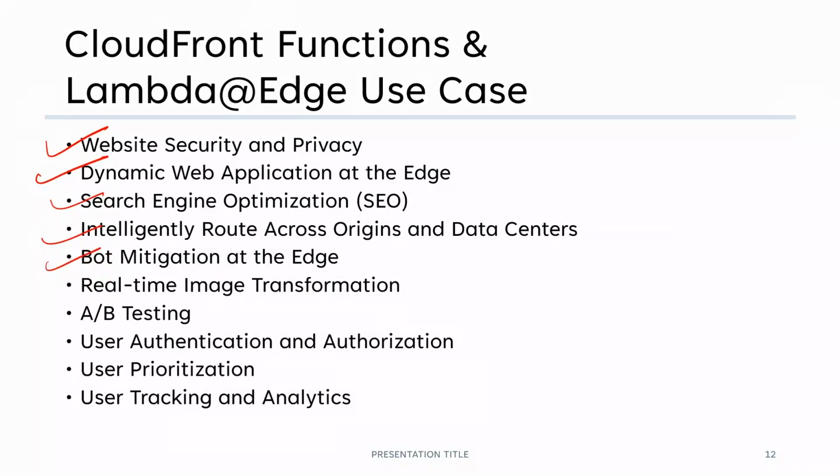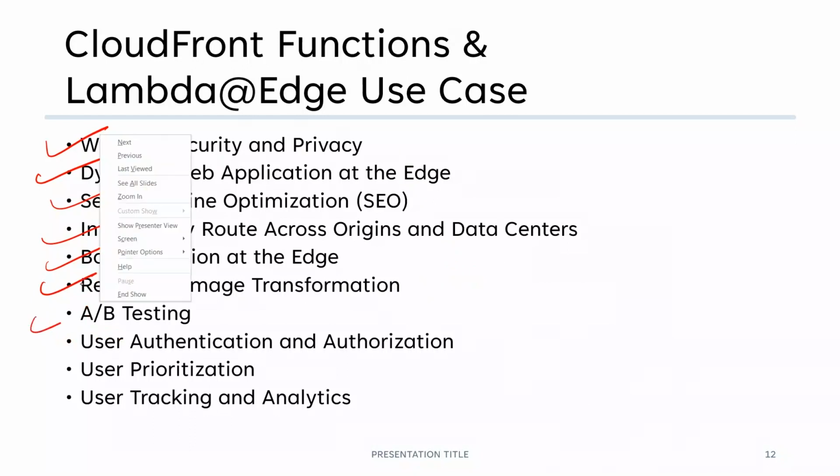Bot mitigation at the edge: you can check if the particular data being fetched from your edge location is requested by a bot or a regular person. Your Lambda@Edge function can contain some logic which will test if the thing accessing your data, and I say thing because it can be a bot or a person, is a person or a bot. Real-time image transformation, you can also do at the edge. A/B testing you can do at the edge.